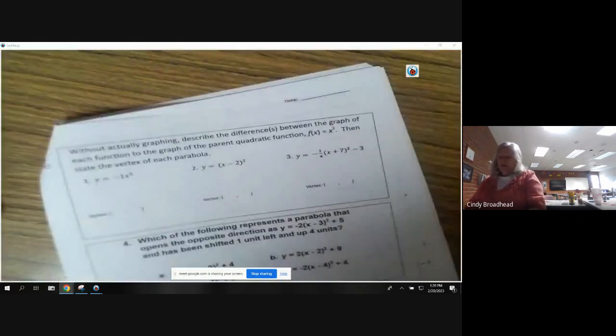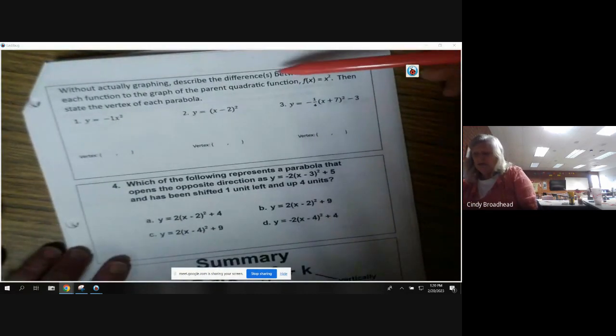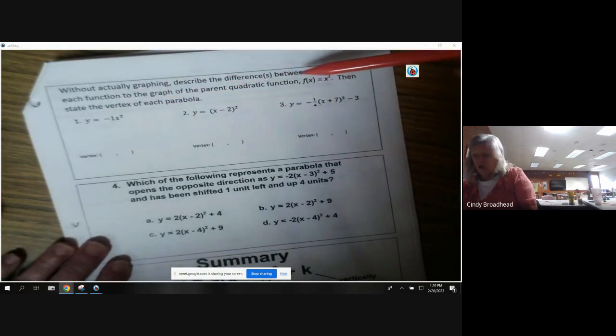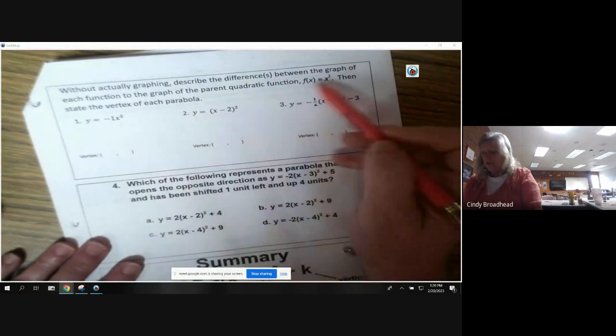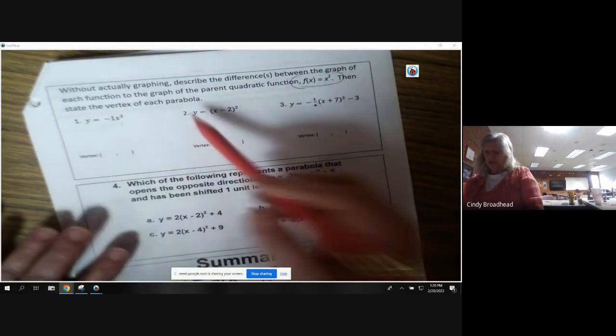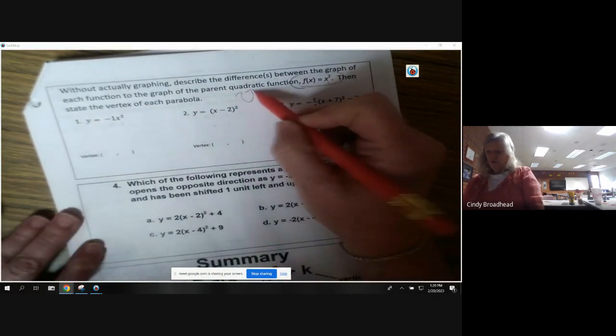All right, I know this is a lot. Hang with me. Okay, so without actually graphing, describe the differences between the graph of each function to the graph of the parent quadratic function. So they want us to compare each of these to this. Then state the vertex. All right, so this one, y = x squared, you know that's just your standard parabola.